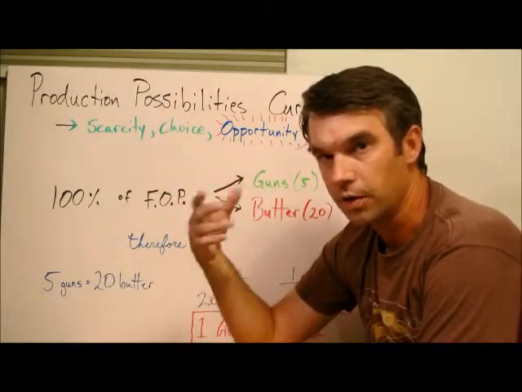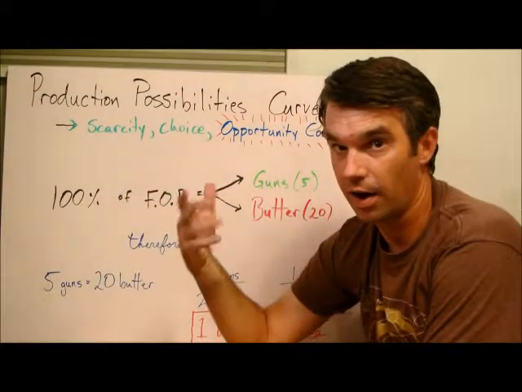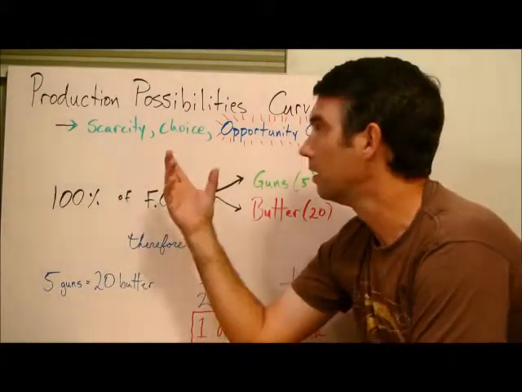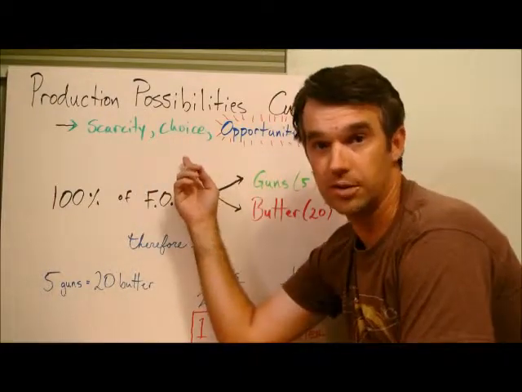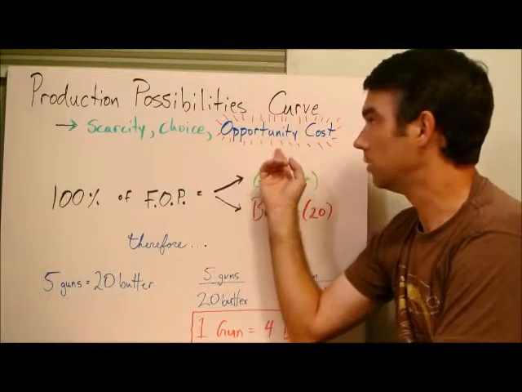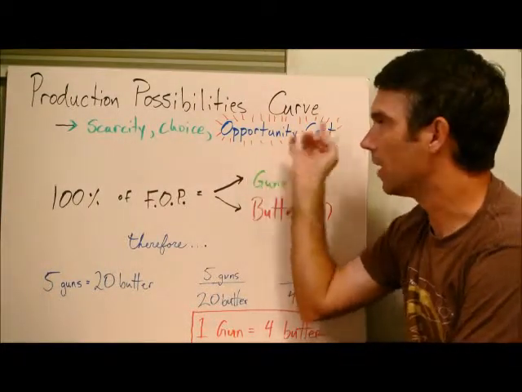When we look at the production possibilities curve, and you can't see it yet, we use it to explore the concept of scarcity, right? That there's not enough of everything for everybody's unlimited wants. You looked up that term already, I hope. Because of that, we have to make choices. And because we make choices, we suffer what we call an opportunity cost. We need to talk about this for a little bit.